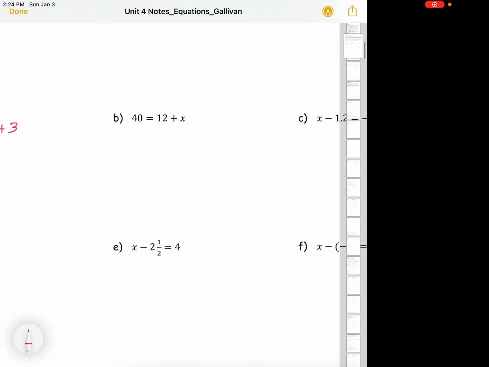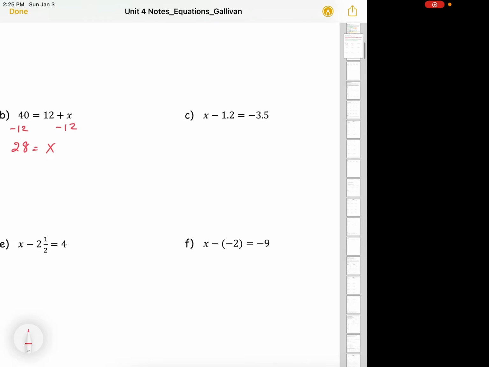Okay, here I want to get x by itself. So it's x plus 12, so I'm going to subtract 12 from both sides. So 40 minus 12 is, I'm so terrible, 28 equals x. Okay, and if you wanted to check, you could go 28 plus 12. Does it equal 40? Yes, it does.